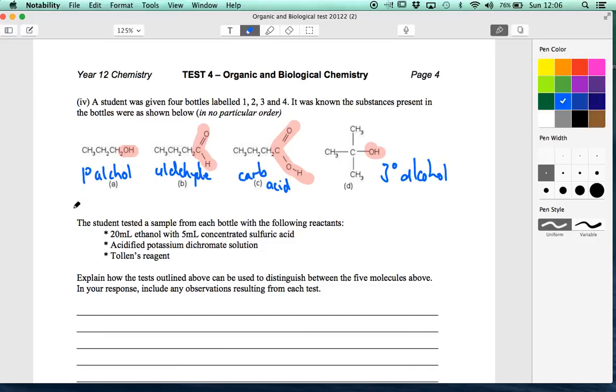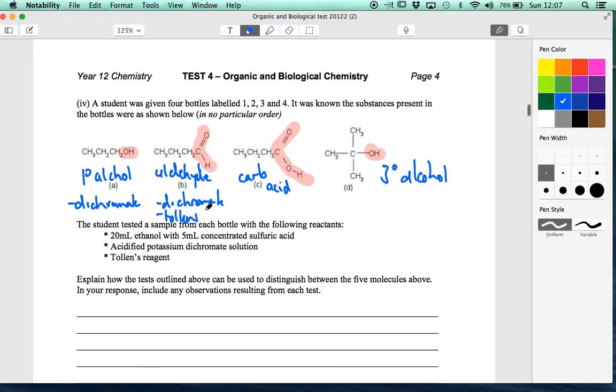So primary alcohol, the different tests I could use obviously are dichromate. The aldehyde I could use dichromate, and I could also use Tollens, or I could use Fehling's. The carboxylic acid test, I'd be looking for acid base, acid carbonate, or even acid metal reactions. And the cool thing about tertiary alcohols, I'd be looking for no reaction whatsoever. So I really wouldn't be worried about this one.